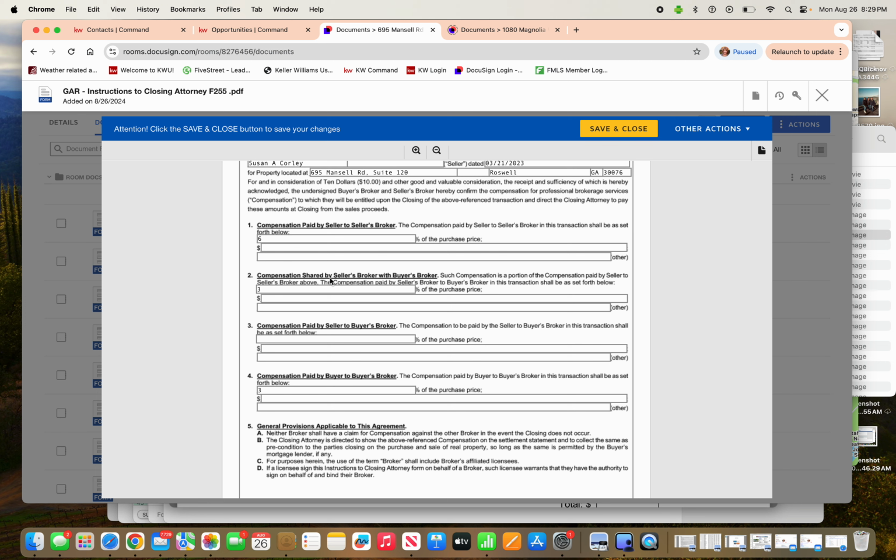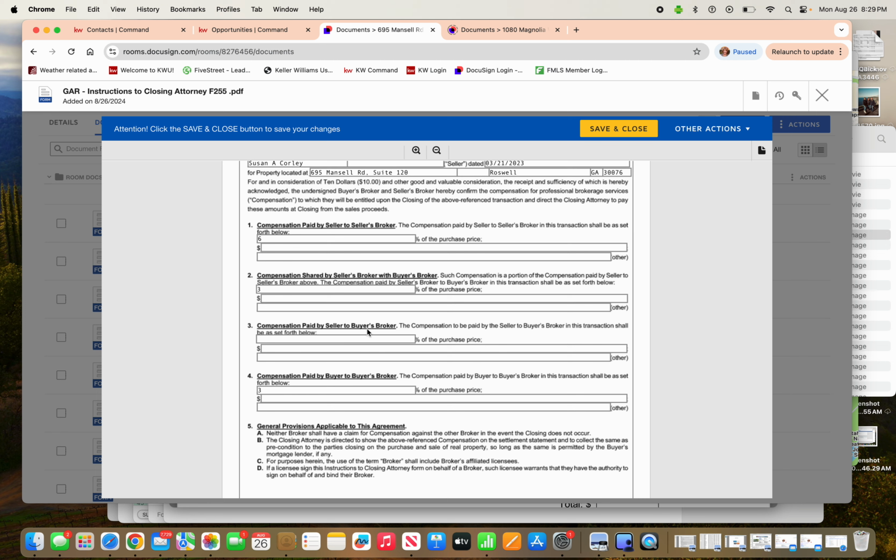And then compensation shared by the seller's broker with the buyer's broker is going to be, that's where you'll put whatever it is, 2%, 3%, whatever it is. But remember, it has to coincide with this number up here in number 1. So that's pretty simple. That's for a regular buyer-seller compensation happening from the seller.